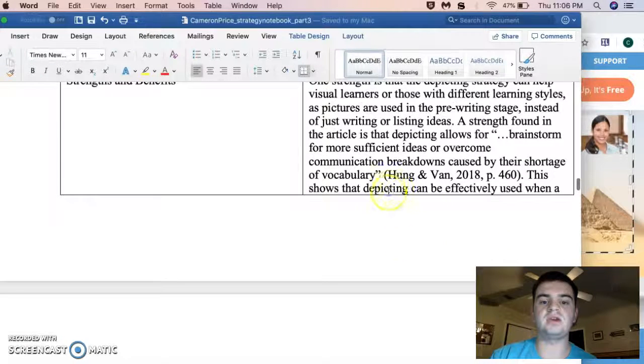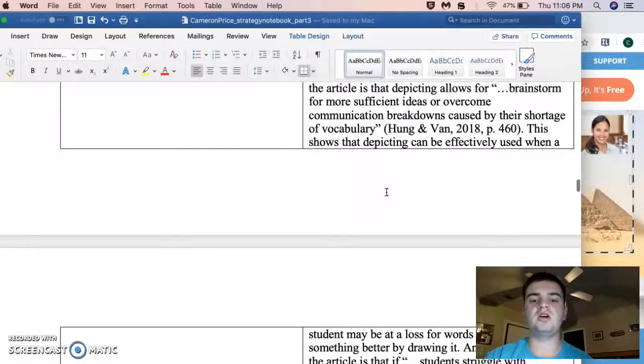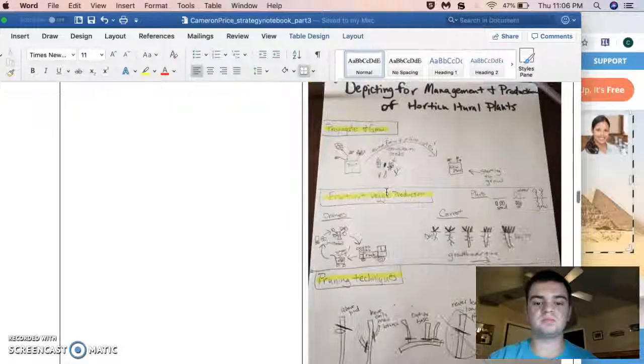And then a strength from the article is that it said depicting leads to brainstorming for more sufficient ideas and overcoming communication breakdowns caused by a shortage of vocabulary. So that's kind of what I was saying. They might not be able to verbally explain something or write it, but they might be able to see it or picture it and be able to sketch those things.